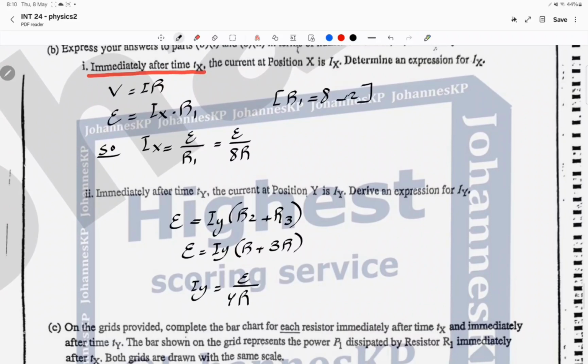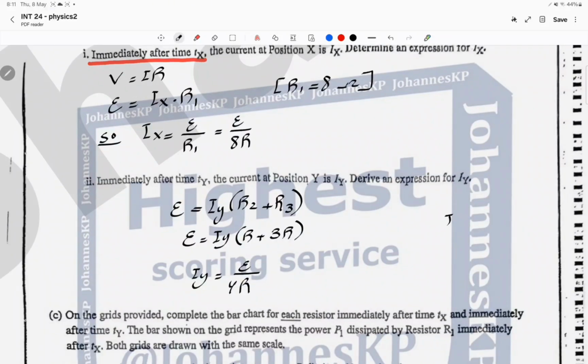Okay. So now, just looking at it, which one do you think is more? IX or IY? IY. IY is more, exactly. It's more than IX.